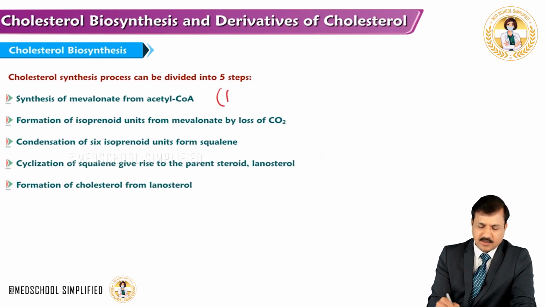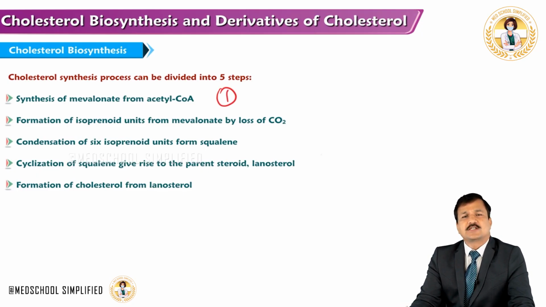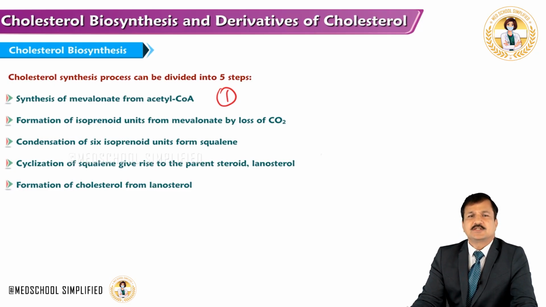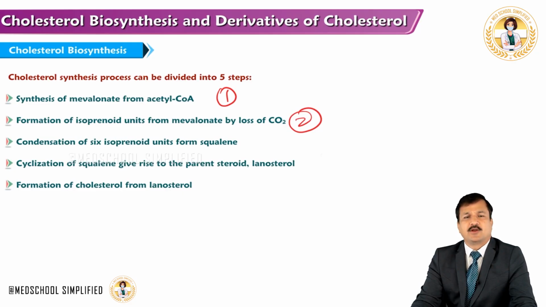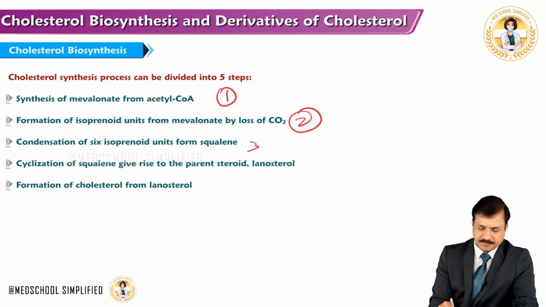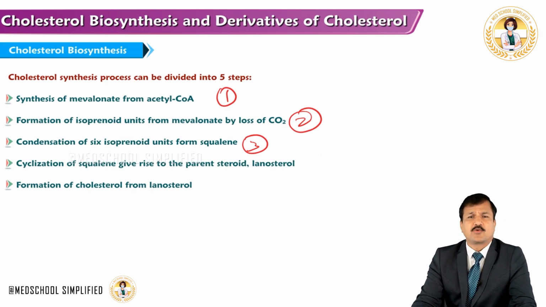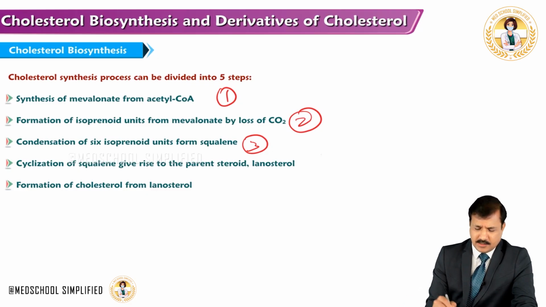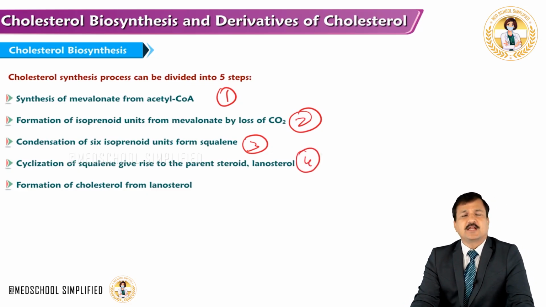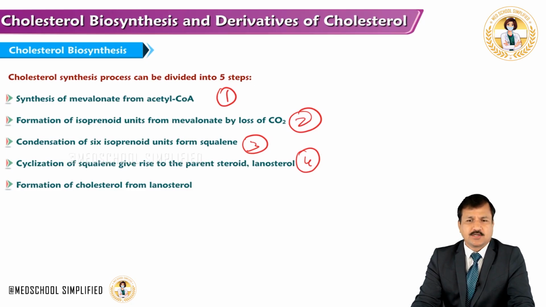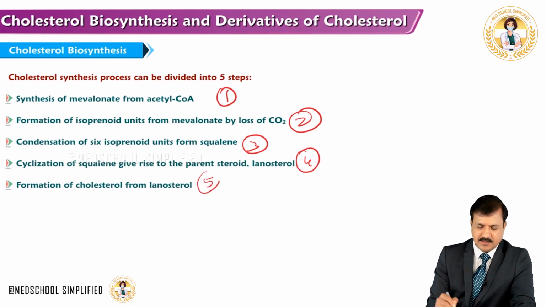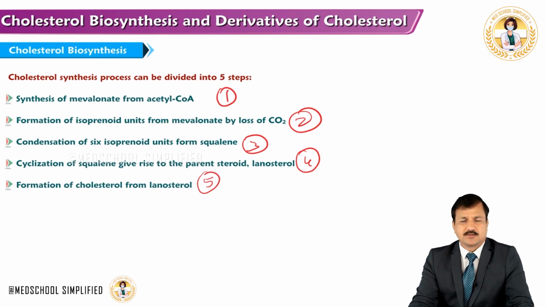Number 1 step we are going to study is acetyl-CoA, which is converted into mevalonate. That is synthesis of mevalonate from acetyl-CoA. Second step is formation of isoprenoid units from mevalonate. Third step is condensation of 6 isoprenoid units to make squalene. And the fourth step is cyclization of squalene to make lanosterol. And the fifth step is formation of cholesterol from lanosterol.